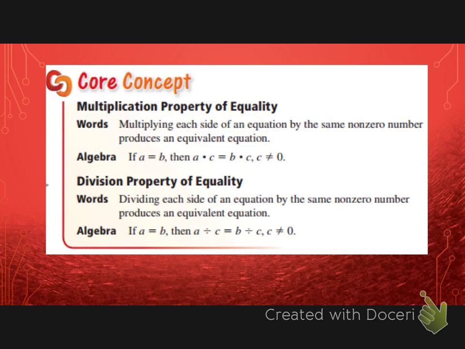So let's look at the next core concept here. We're looking at the multiplication property of equality. It's the same thing: multiplying each side of an equation by the same non-zero number produces an equivalent equation. Same for division: dividing each side of an equation by the same non-zero number produces an equivalent equation.